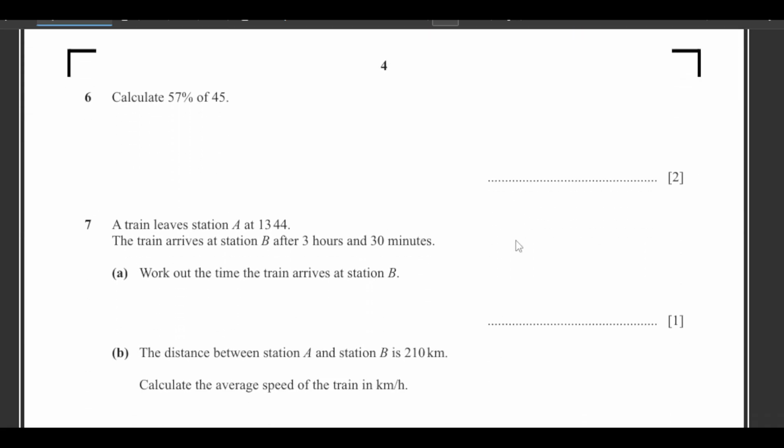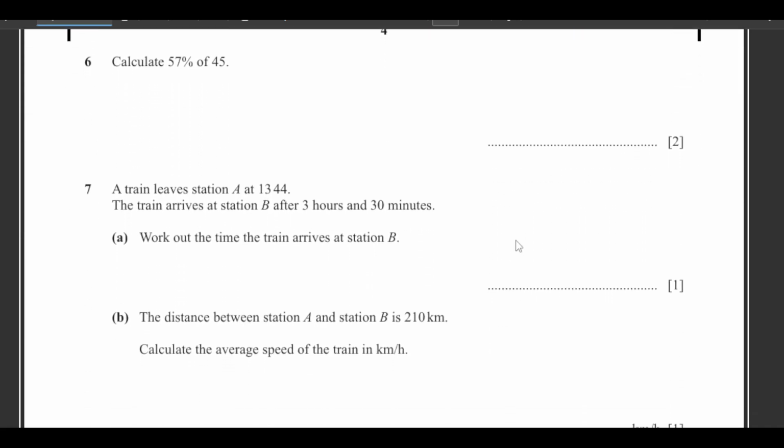Right? Now number 6 we have here, calculate 57% of 45. 57% meaning it will be 57 over 100 times 45. So when you again plug in the values, you are going to get here, let me check, it comes out to 25.65.